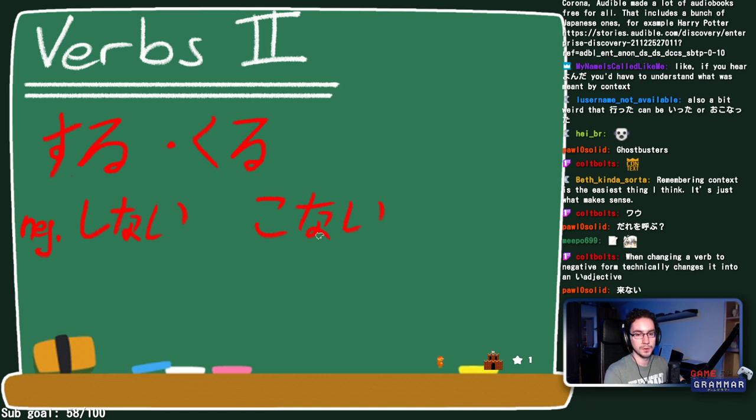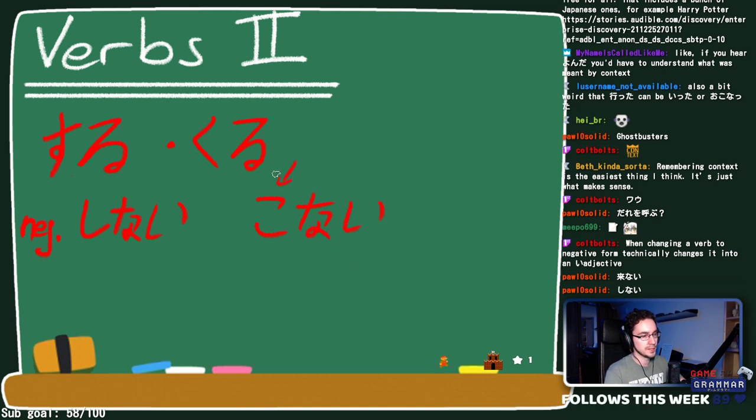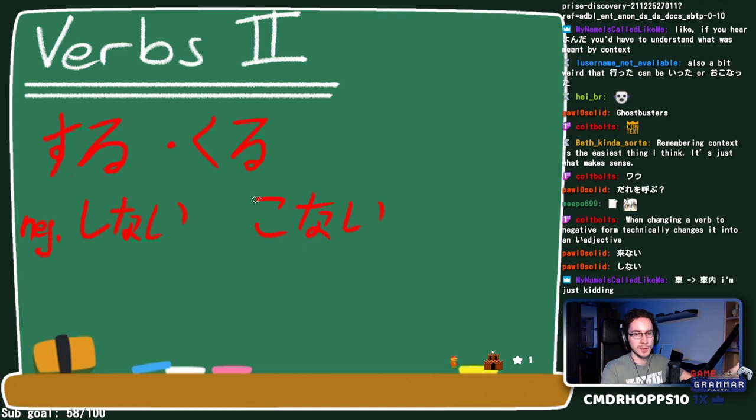Konai. There you go. Mostly the ko part is weird, right? You have to remember that it's ko and not like kuranai or something like that. Just konai. Shanai. I'm just kidding. Yeah, exactly. There you go.